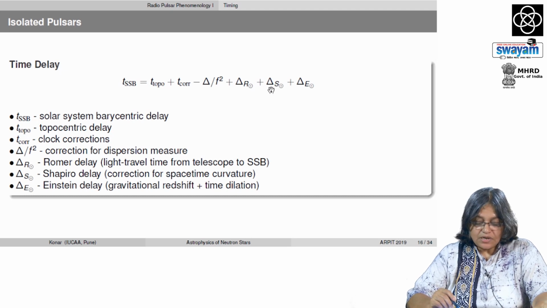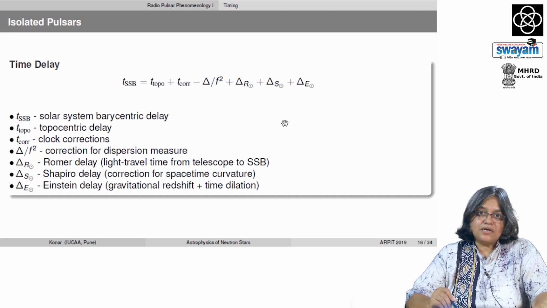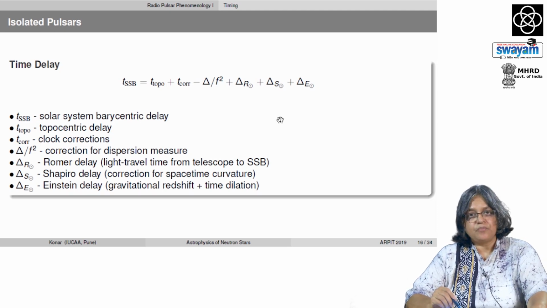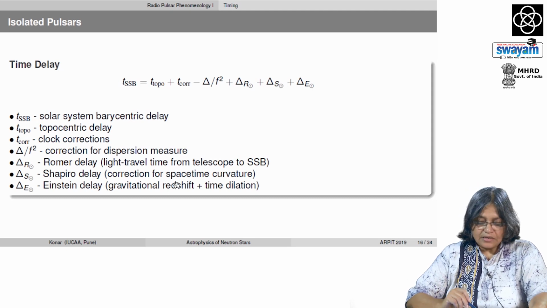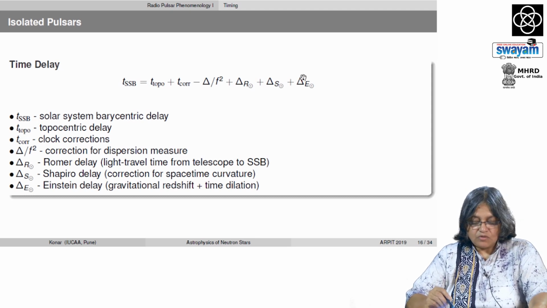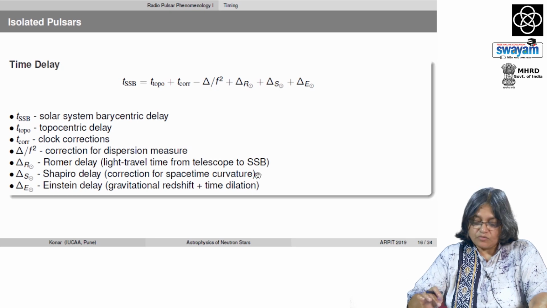Then we have Shapiro delay, which is basically the correction factor due to the curvature of space time on the path of the radiation, and Einstein delay, which is the delay caused due to gravitational redshift because of the presence of massive objects, and also the time dilation because of the movement of the earth.